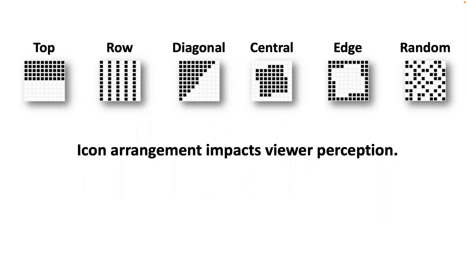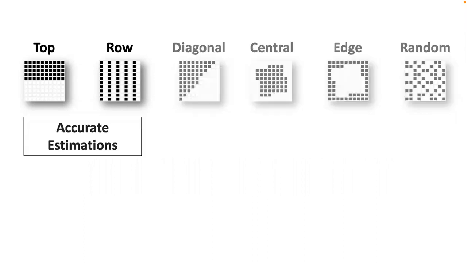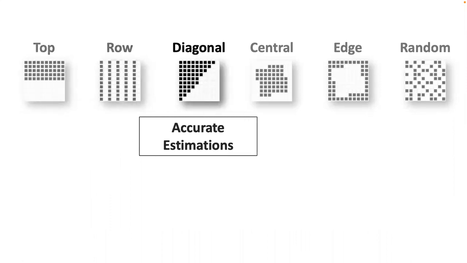So it's clear that how filled grids are spatially arranged in an icon array can impact viewer perception. You can also use the data collected in our work as a reference tool to help you predict how a viewer might react to an icon array design. Presenting icon arrays with top or row arrangements will help viewers confidently make the most accurate probability estimations. Presenting icon arrays with diagonal arrangement will achieve a similar but lesser effect in terms of perceptual accuracy.